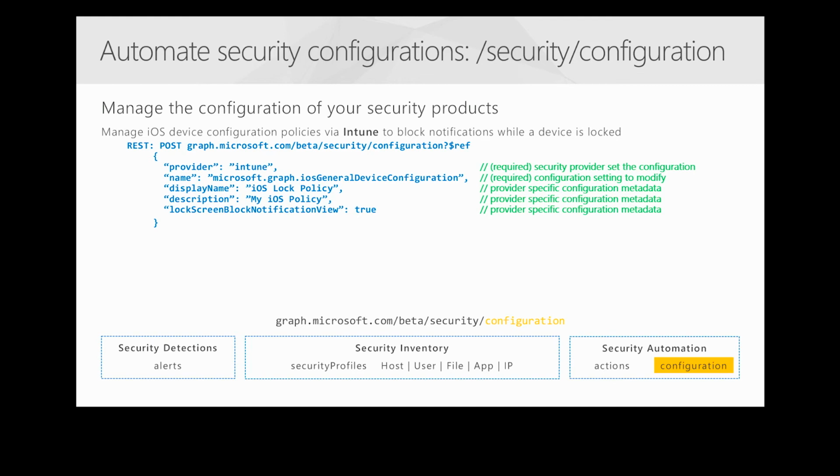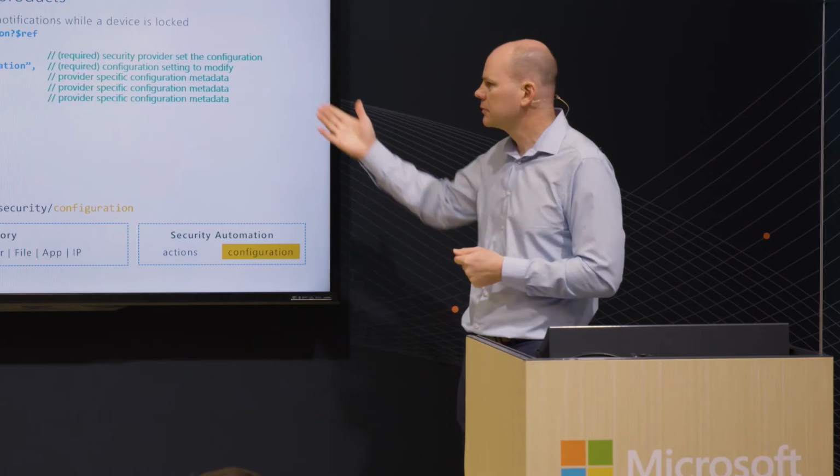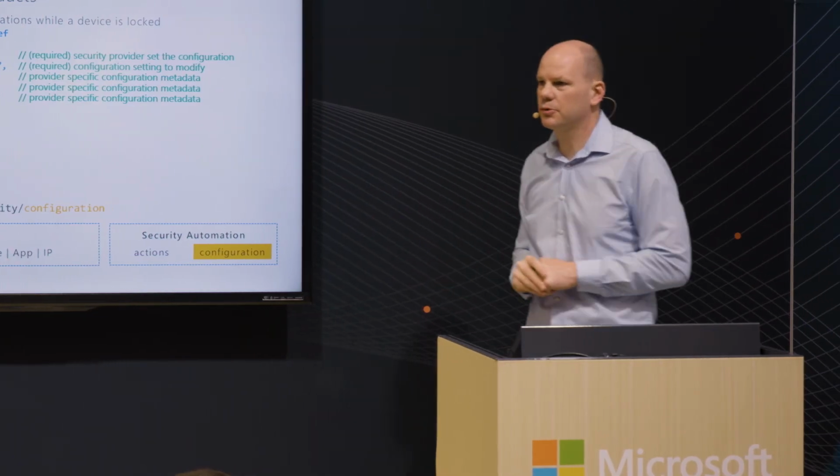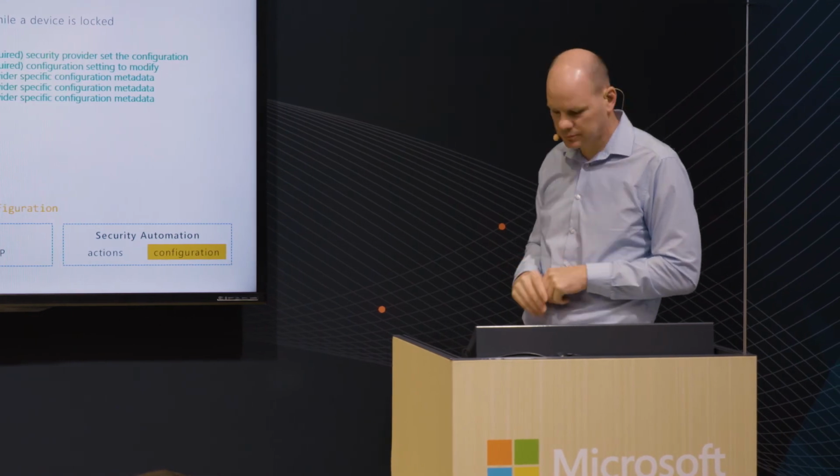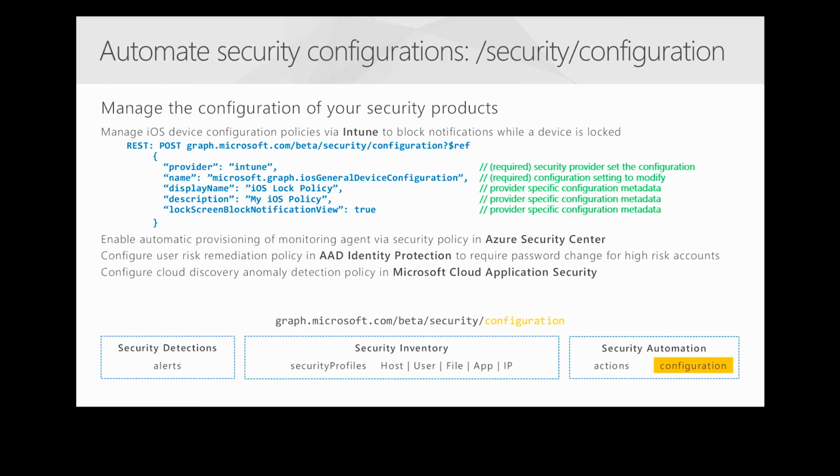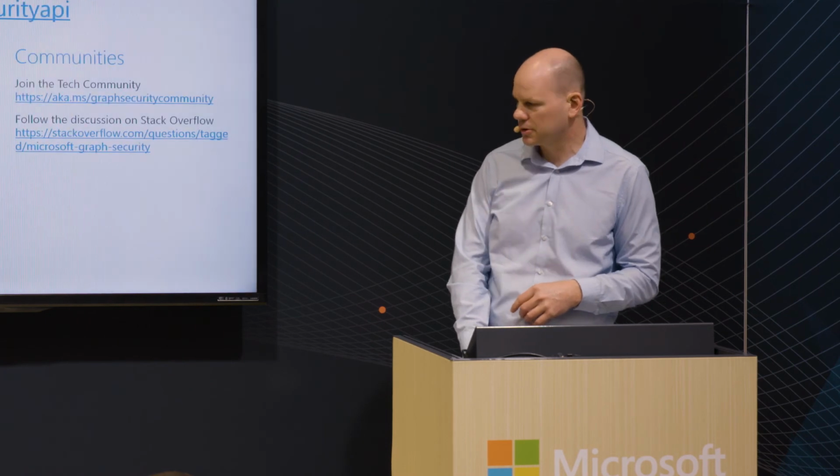So think about the kind of larger knobs and dials that each security service has in their UI. These are the kind of things that are going to be available through the configuration API. A couple more examples here. Security Center, automating provisioning the monitoring agent, for example, or changing policies around AAD identity protection. When somebody's identified as a particular risk level, what policy do we want to enact? And in this case, we're saying, let's require a password change.